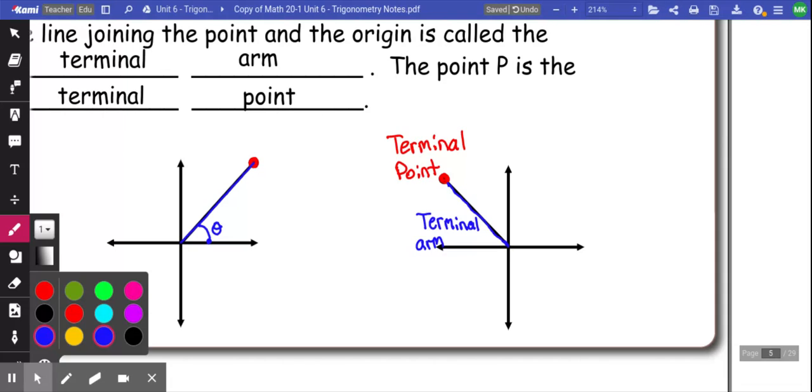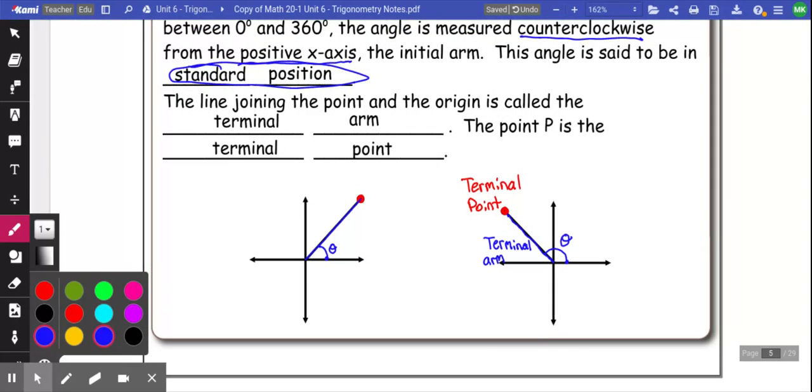Terminal arm. And again, if you wanted to measure the standard angle theta, you start at the positive x-axis and you go counterclockwise until you hit that terminal arm. That would be your angle. So notice that it's not just the closest x-axis, it's the positive x-axis, and that is our standard position angle. Most of our questions refer to a standard position angle.